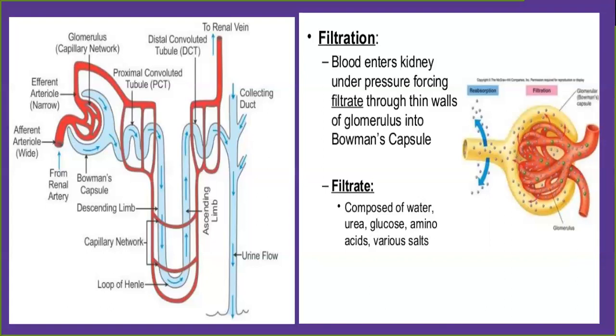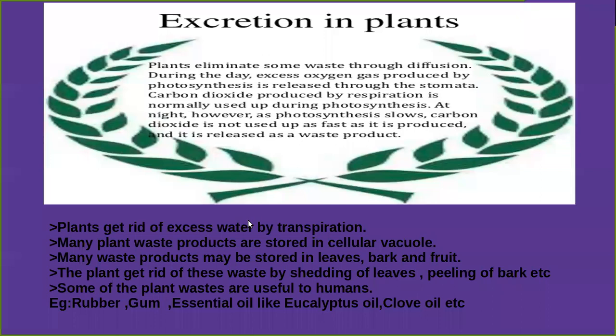After the collection of urine into the collecting ducts, what happens? It finally enters into the urinary bladder through the ureter that we have discussed earlier. This is something about the excretory system and the process of urine formation in humans.